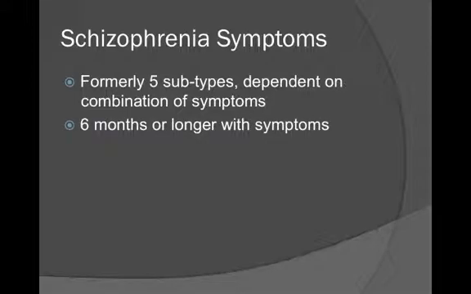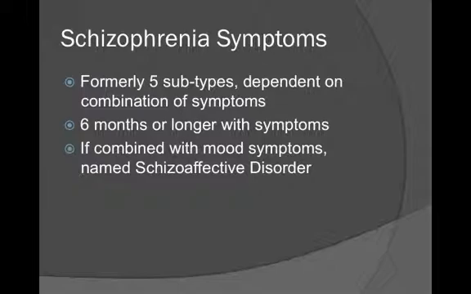The symptoms of schizophrenia must continue for a period of 6 months or longer. If you do not have 6 months of symptoms, then you have a schizophreniform disorder or some other form of psychosis. And if the symptoms are combined with emotional or mood disorder type symptoms, then we would call that a schizoaffective disorder. Schizo being the effects of schizophrenia, and affect, as we talked about earlier, referring to mood symptoms.